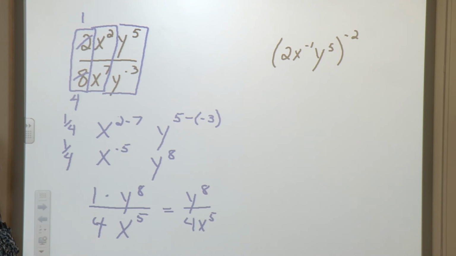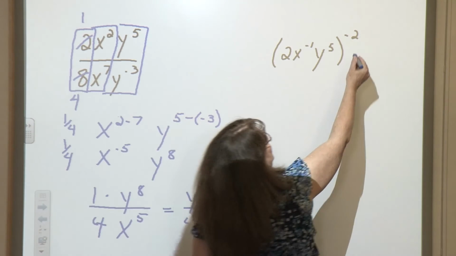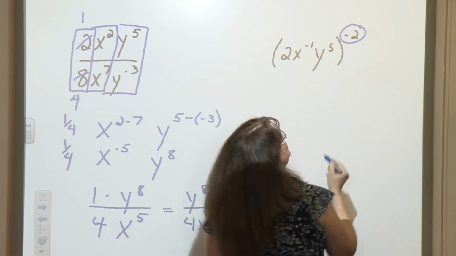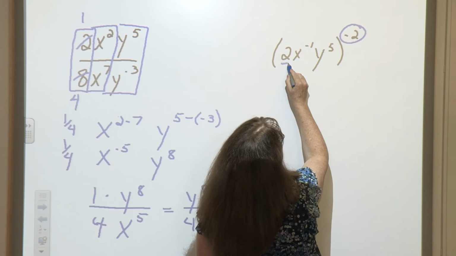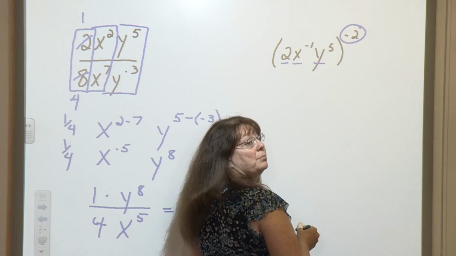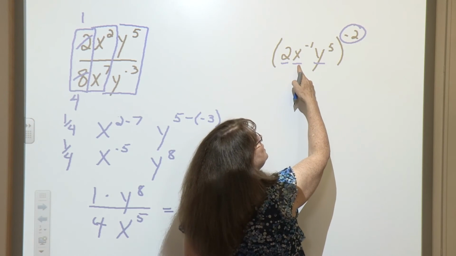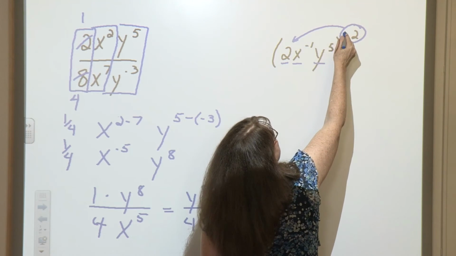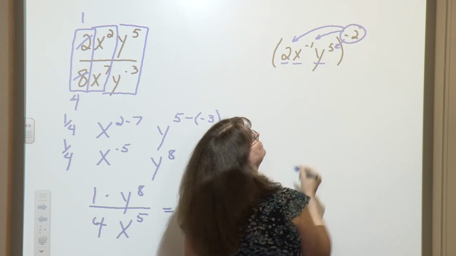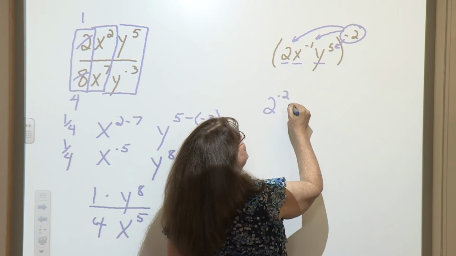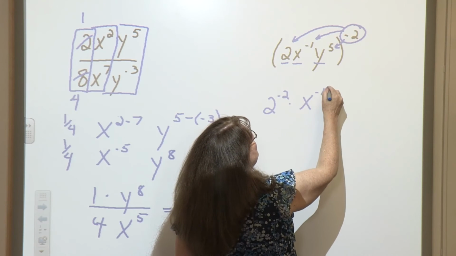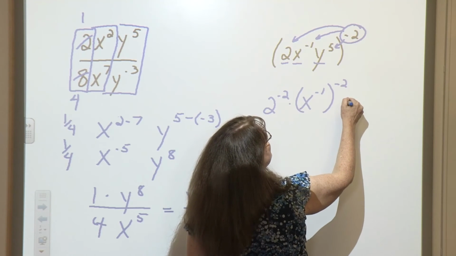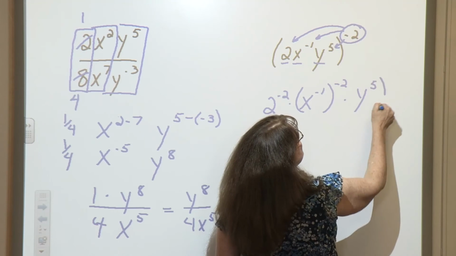Our next example has an entire group inside the parentheses being taken to a negative exponent. I'm going to start this one by going ahead and using the idea of distributing that exponent to each base that I have inside my parentheses. The 2 is a base, the x and the y. Don't forget the number parts. They also are considered bases. I'll have 2 to the negative 2 power, x to the negative 1, which I'll take to the negative 2 power, and y to the 5th, which I'm going to take to the negative 2 power.